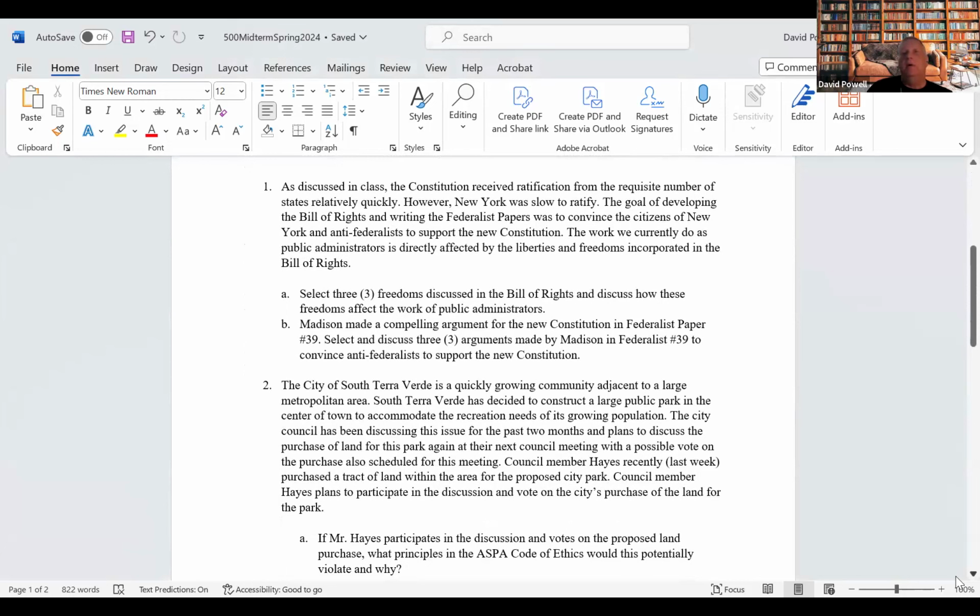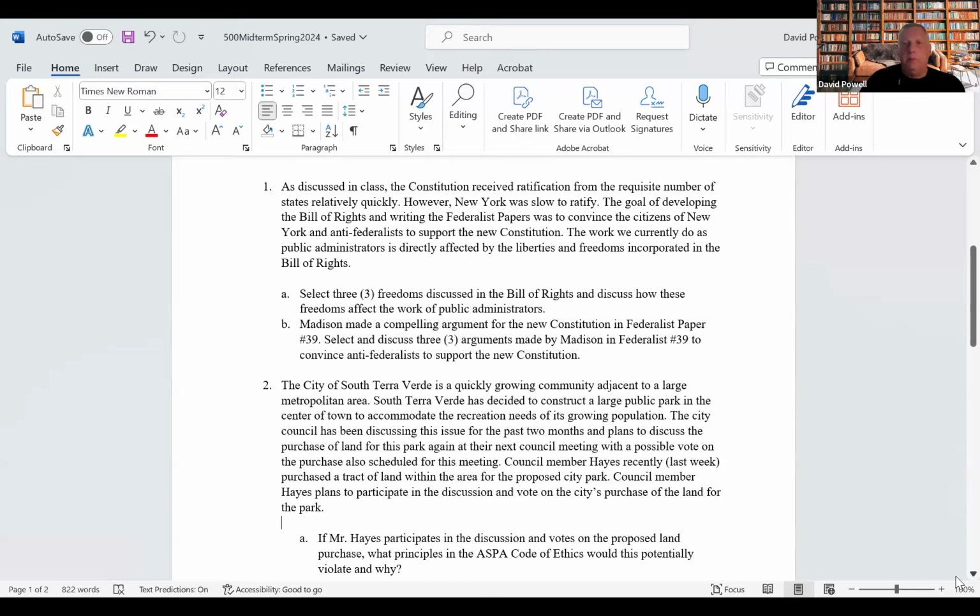So our first scenario looks at the information that we covered in our first real class session together. We talked about the Constitution, the constitutional basis of public administration. As discussed in class, the Constitution received ratification from the requisite number of states relatively quickly. However, New York was slow to ratify. The goal of developing the Bill of Rights and writing the Federalist Papers was to convince the citizens of New York and the anti-Federalists to support the new Constitution.